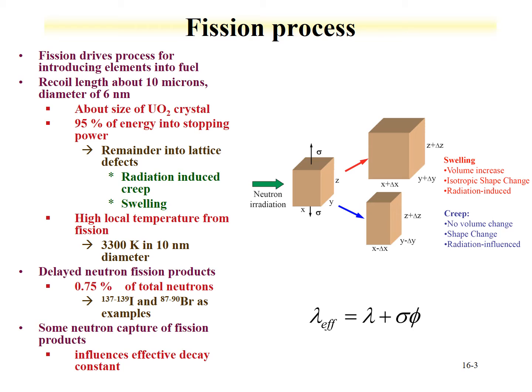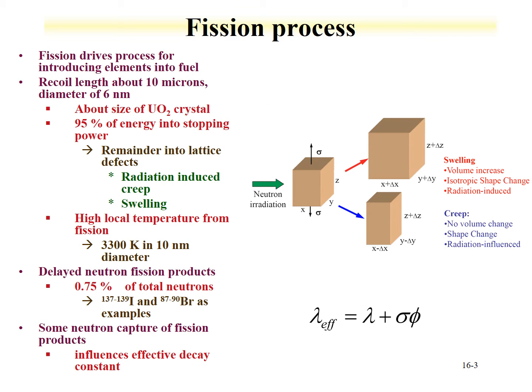The fission process is necessary in reactors for the production of heat and the ultimate production of electricity. The fission process is also the source for the introduction of other elements into the fuel, whether they be fission products or actinides through capture. Now in the fissioning process, and we reviewed this earlier, fission products will recoil about 10 microns in UO2 with a diameter range of about 6 nanometers. So imagine there's not a lot of straggling, very little distribution along the width of this recoil. So this happens to be of the size of a UO2 crystal.